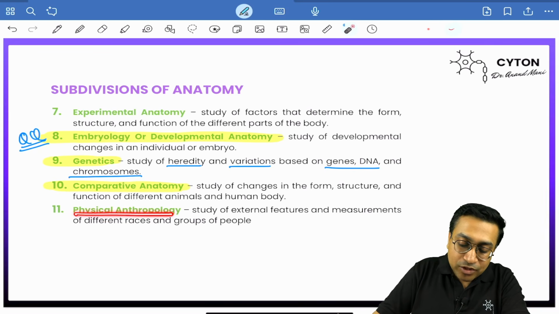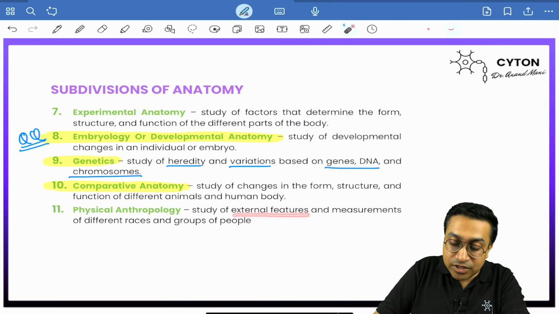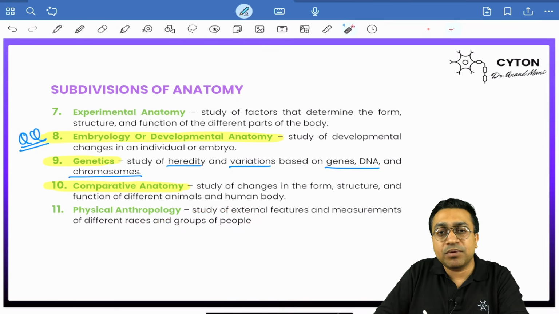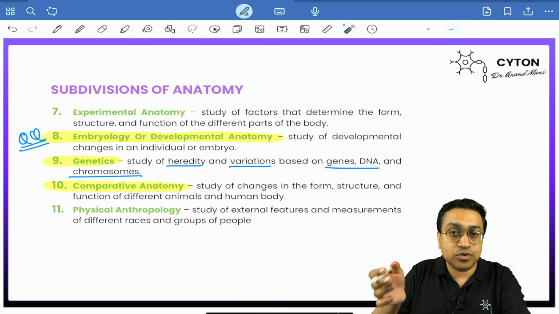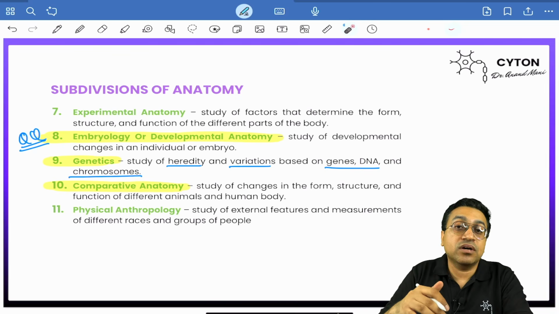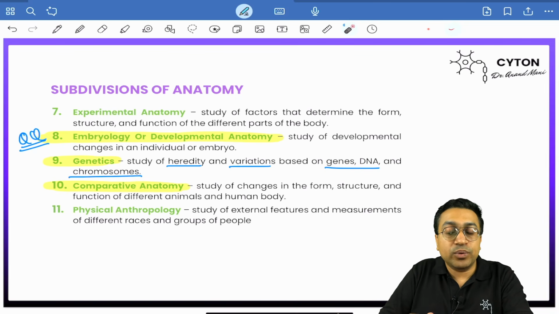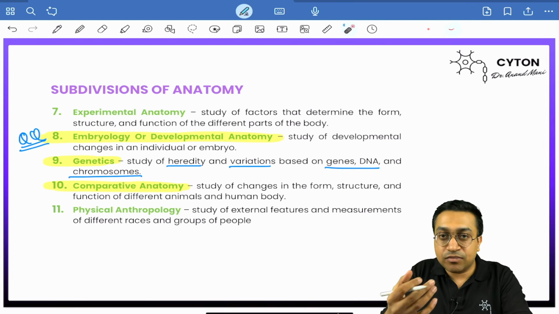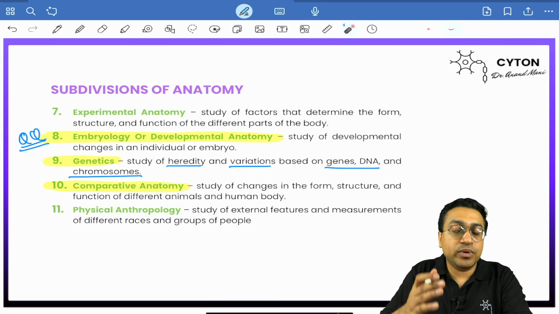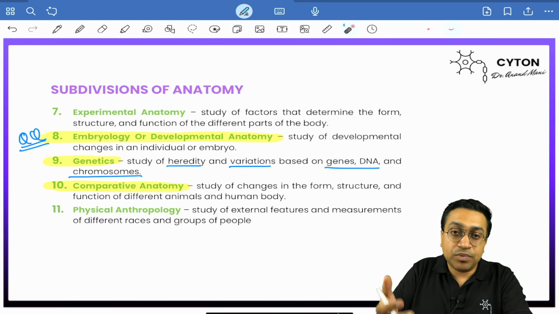So physical anthropology, that is a study of external features and measurements of different races and groups of people. Where will this become important? Where you will study about the different groups of people. For example, if you are doing a research study where you are doing some experiments, maybe you are testing some values and you are seeing between the different races or ethnic groups of people.